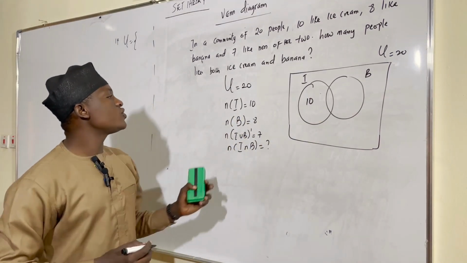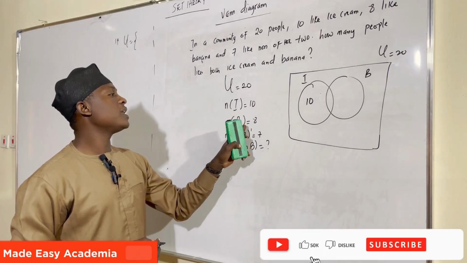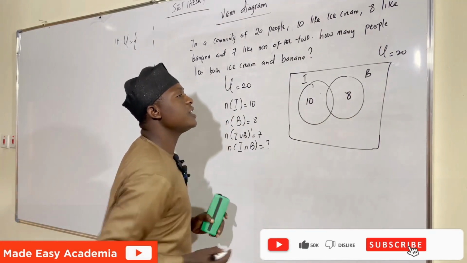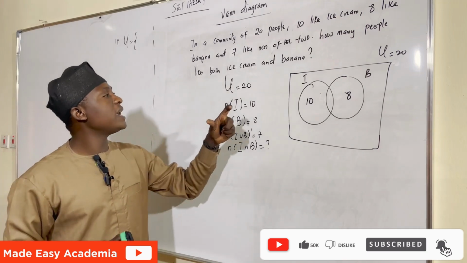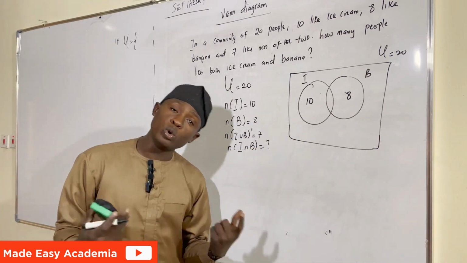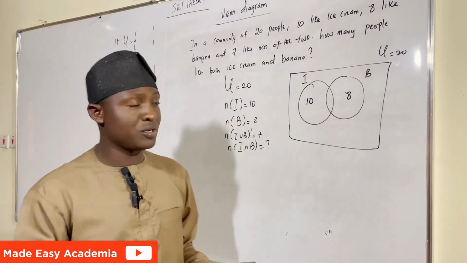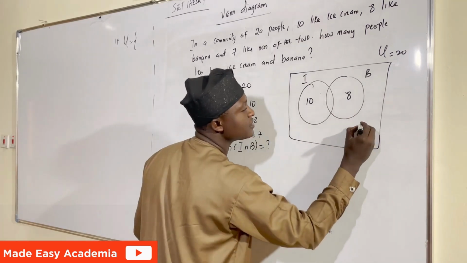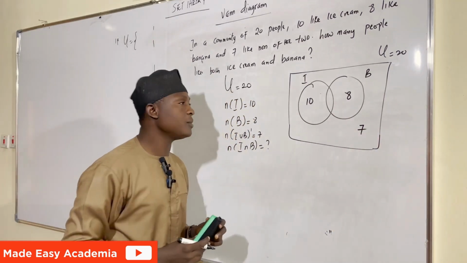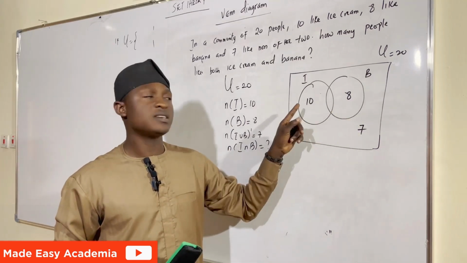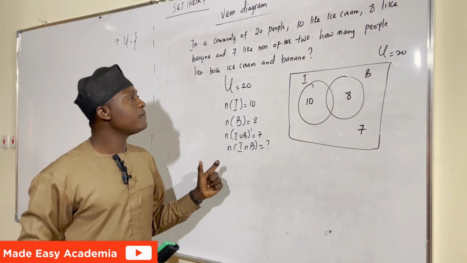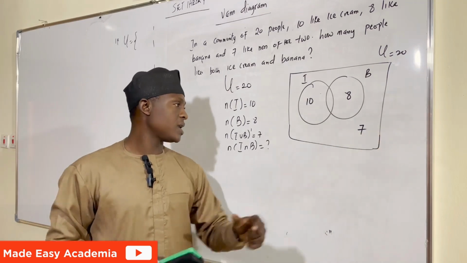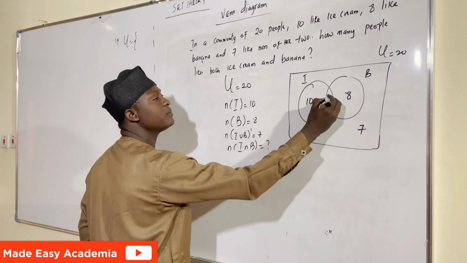Now, the number of those who like banana is 8, so I can put 8 here. Now, the number of those who do not like ice cream and, at the same time, don't like banana, we keep them, 7, here. Why is it outside? Because it's none of the two sets. They now ask us to find the number of those who like ice cream and banana. So maybe we should use Y to represent them. I put Y here.